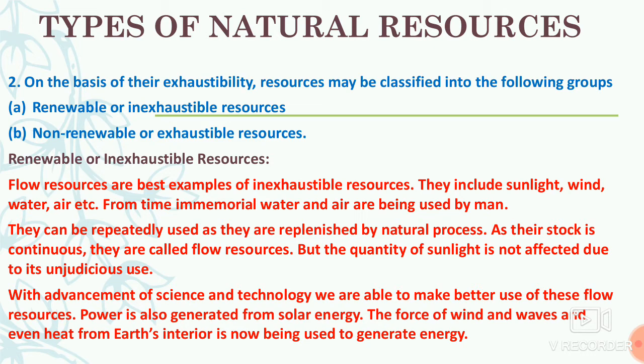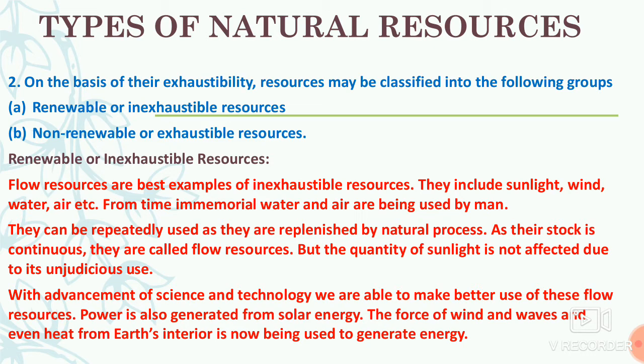Renewable or inexhaustible resources. Flow resources are the best example of inexhaustible resources. Flow resources are sunlight, wind, water, air. From time immemorial, water and air have been used by man. Man has been using water and air for many years. They can be used repeatedly, meaning we can use them again and again. They are replenished by natural processes. They can be renewed by a natural process.